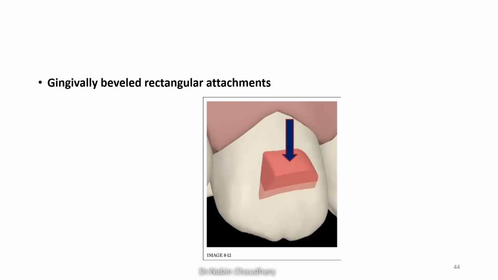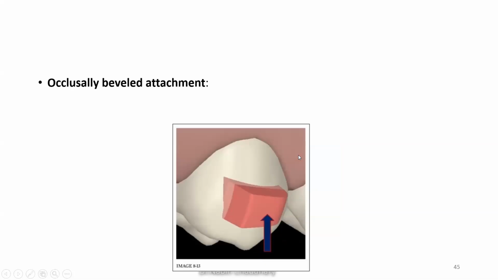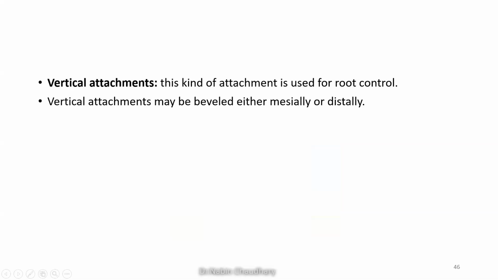When the bevel is placed on the gingival aspect, for example in this case, since the bevel surface is the active surface, this will result in the extrusion of the tooth. And when the bevel is placed on the occlusal aspect, and the push force is applied from the occlusal aspect, the intrusion of the tooth will occur.